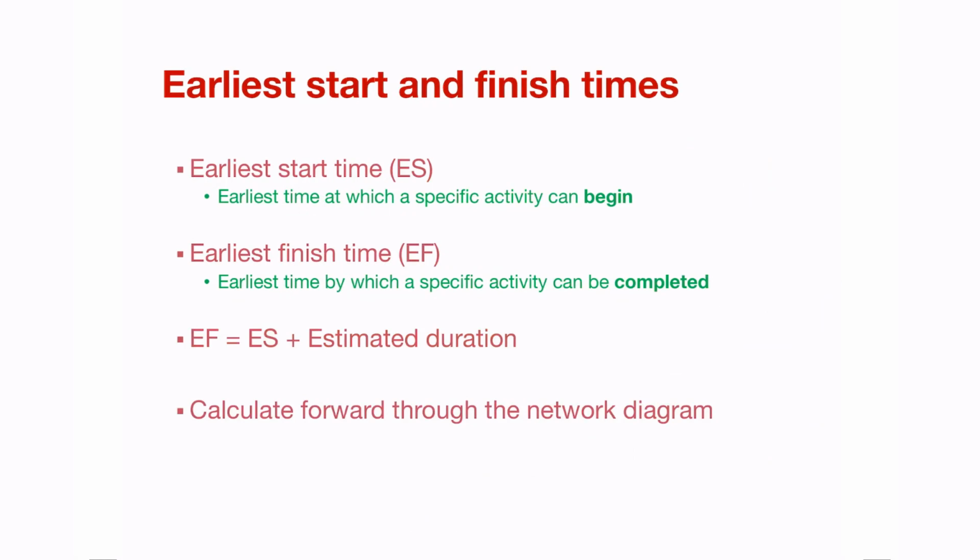So let's go through the early start and early finish times. Early start, in this case ES, essentially just means the earliest time at which a specific activity can begin. That means that this is the absolute earliest that the activity can begin, and the earliest finish time is the absolute earliest time by which a specific activity can be completed. So when does the activity finish? It finishes when it starts at the earliest possible time, plus the estimated duration. You then calculate forward through the network diagram.